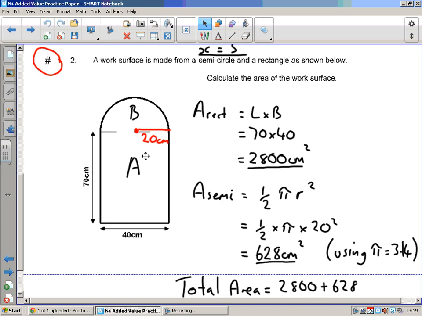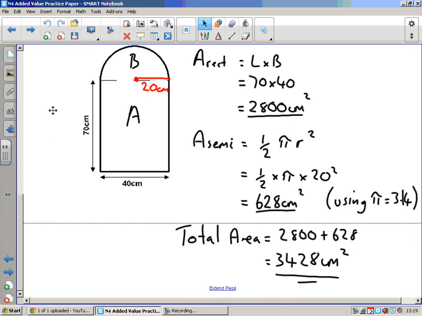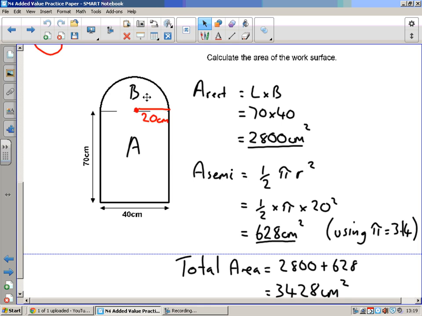So then the total area is the area of A plus the area of B, which comes out as 3,428 centimeters squared. So we'll work out area of shape A, area of shape B, add them together.